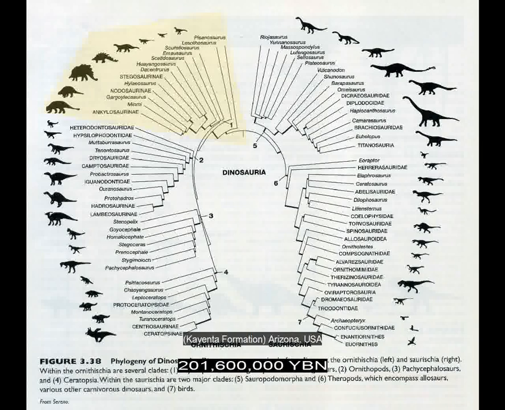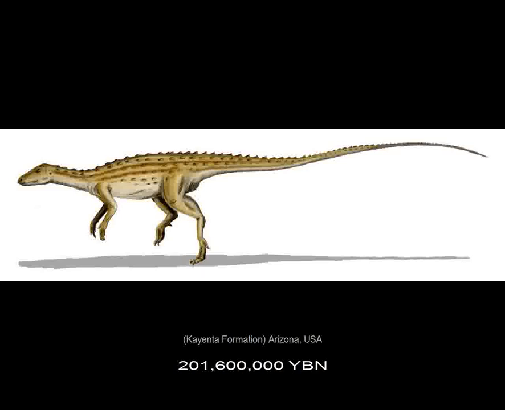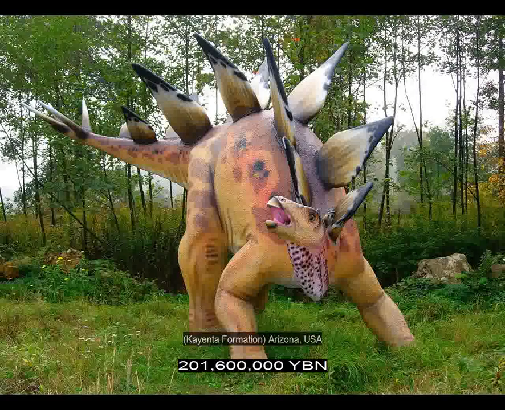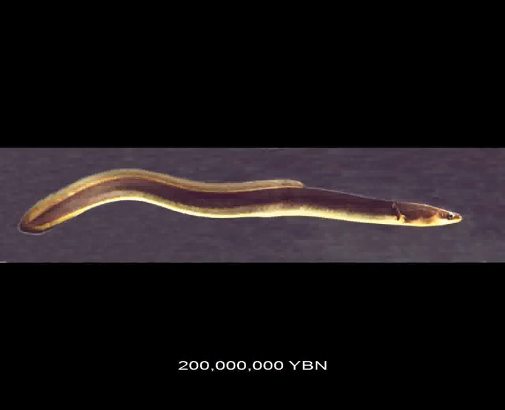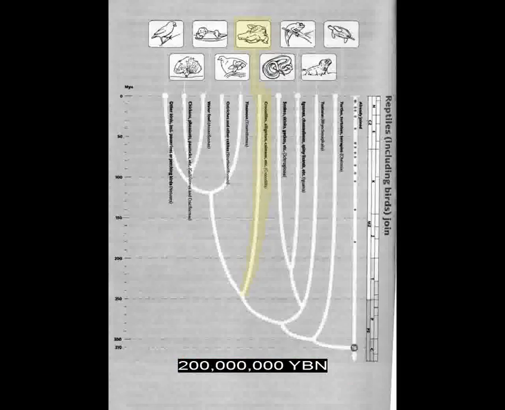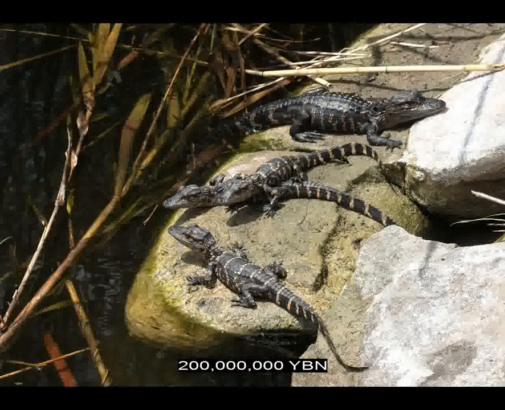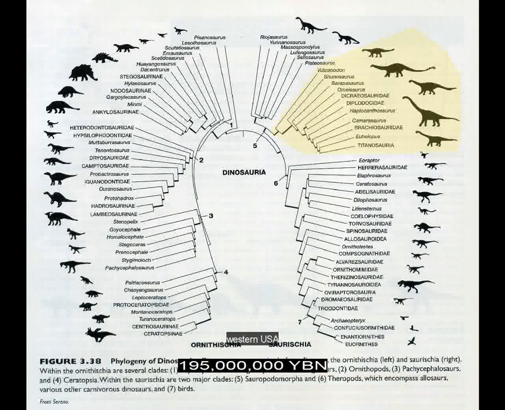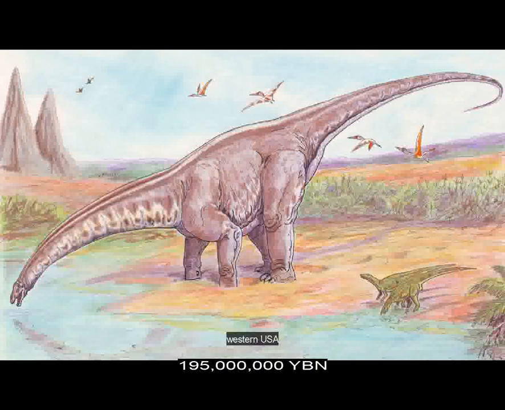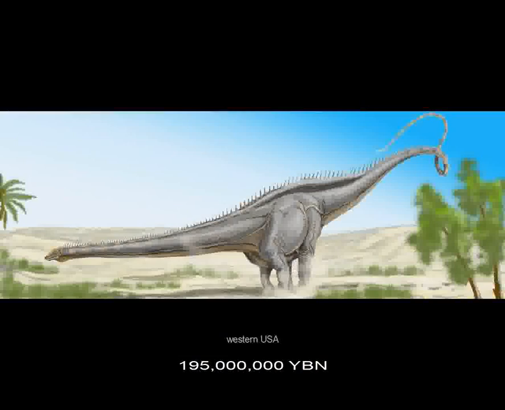The Ornithischians Thyreophora evolve, the ancestor of the armored ankylosaurs and the plated stegosaurs. The teleosts eels and tarpons evolve. The reptiles Crocodilia evolve, the ancestor of crocodiles, alligators, and caimans. The Saurischian sauropods evolve, the ancestor of the large, long-necked dinosaurs like Apatosaurus, Brachiosaurus, and Diplodocus.